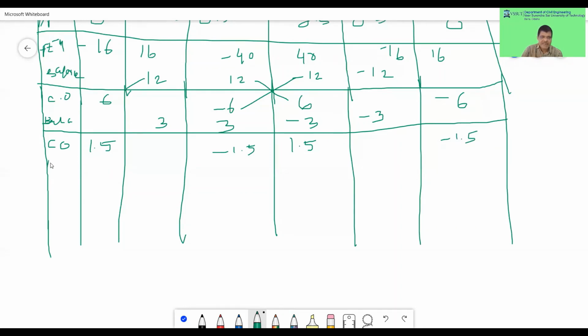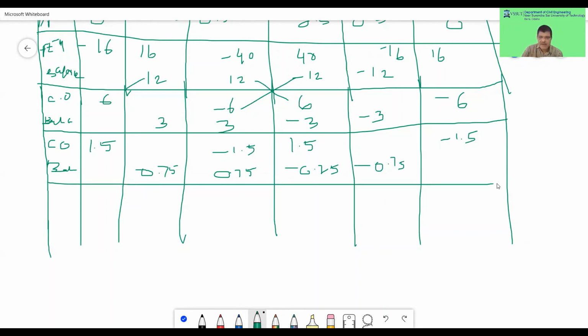So now again balance it. Go on balancing. Minus 1.5 will give plus 0.75, 0.75, minus 0.75, minus 0.75. These are the balancing values. If you go for carryover again, it will come down to 0.38, and it will be minus 0.38.